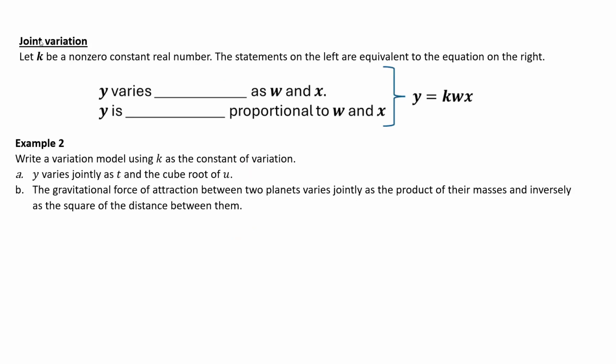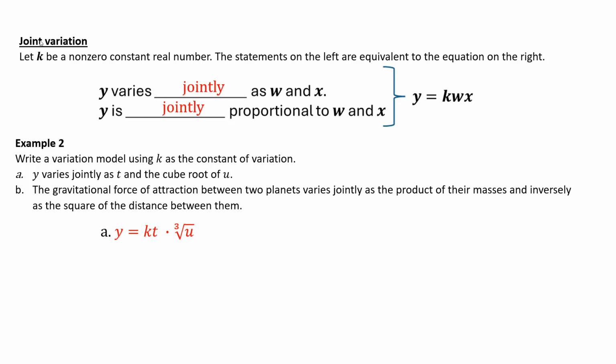So joint variation, let k be a non-zero constant real number. The statements on the left are equivalent to the equation on the right. Y varies jointly as w and x. Y is jointly proportional to w and x. That means the same thing. That would be y equals k times w times x. So example 2, write a variation model using k as the constant of variation. Y varies jointly as t and the cube root of u would look like this. Y equals k times t times the cube root of u.